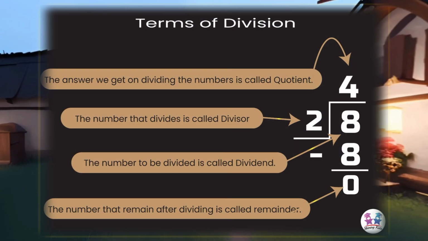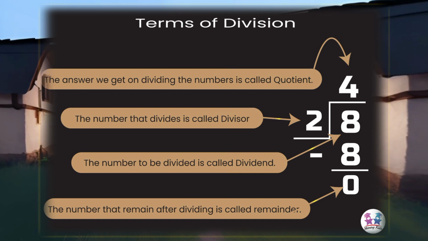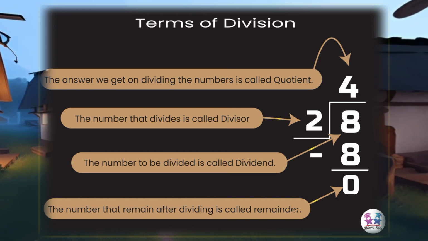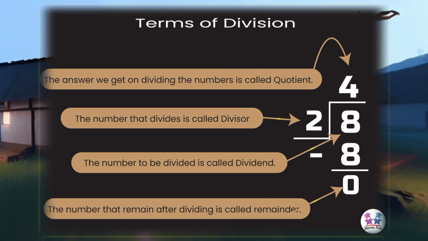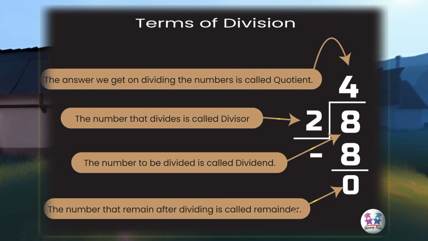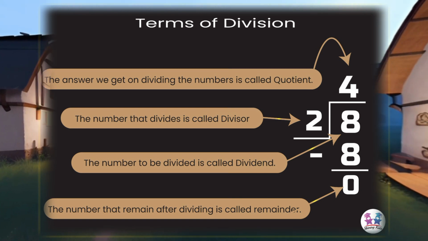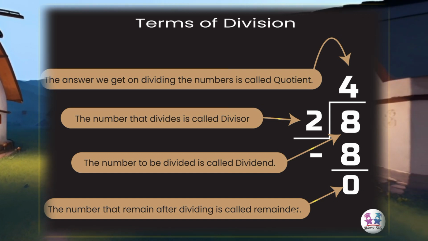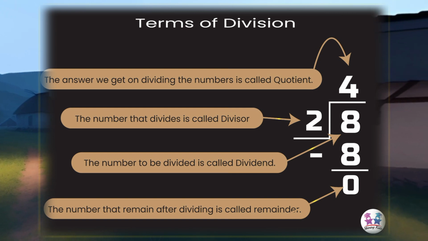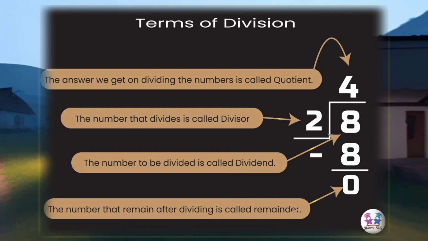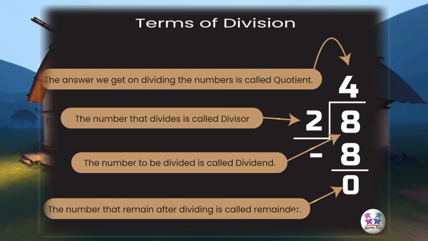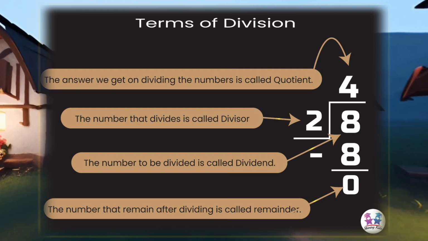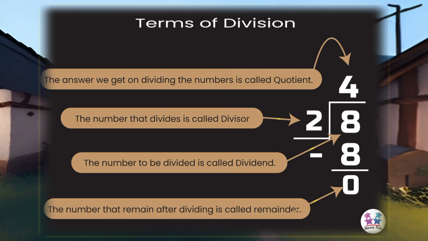Let's learn some terms of division. With an example, the first one is the answer we get on dividing the numbers, which is called the quotient. In this example, the number 4 is the quotient. Second, the number that divides is called the divisor. In this example, the number 2 is the divisor.